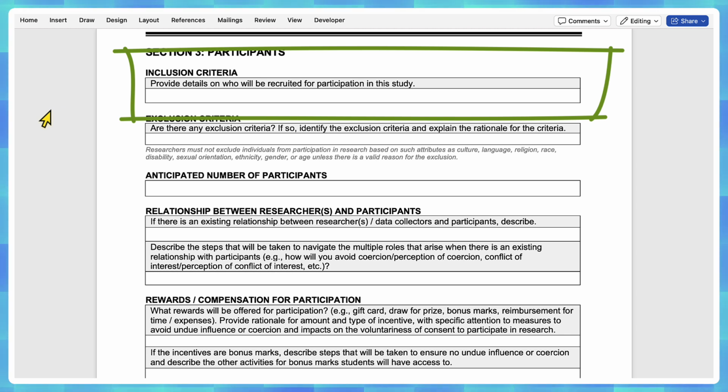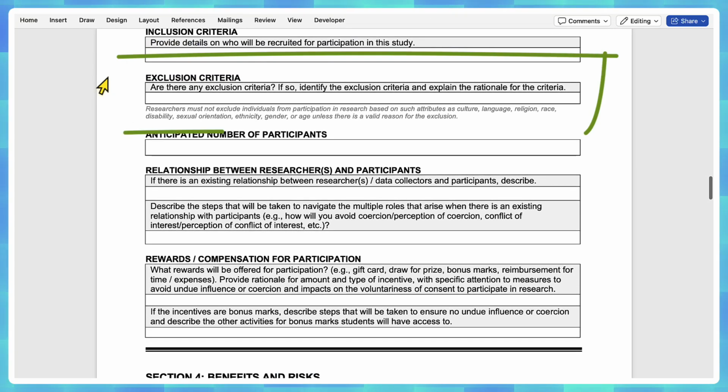So this could be, you're doing a study and you only want a certain age range for people to be a part of your study, a particular experience or status within society. So it's just those particular details. So who's included in your study?